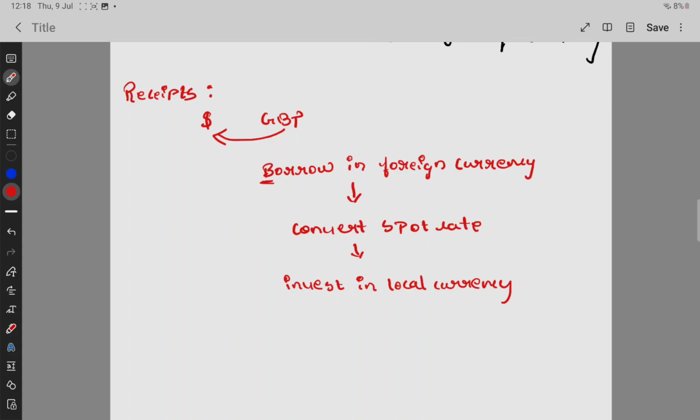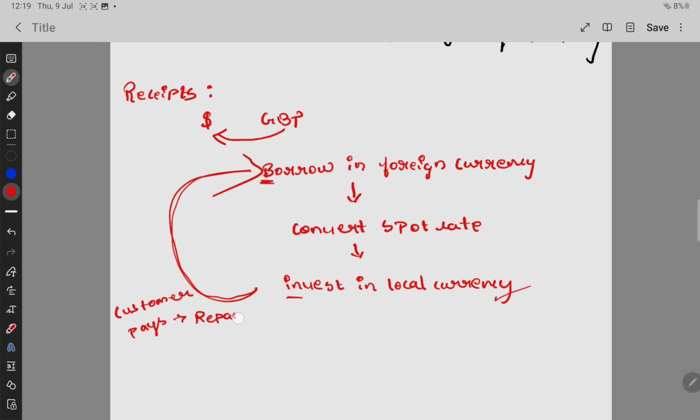Coming back, you invest in local currency. So how does it work? You borrow in foreign currency and have already invested in local currency. Done, you got your amount. Now you will get a receipt from your customer in foreign currency. Your customer will pay you in foreign currency, and that amount you will use to repay this liability. You have borrowed in foreign currency, so you have to repay it. You can't skip that just because you got your money and invested. Whatever the customer pays, you will repay the liability. So you got the domestic or local currency, and you have cleared your liability as well.